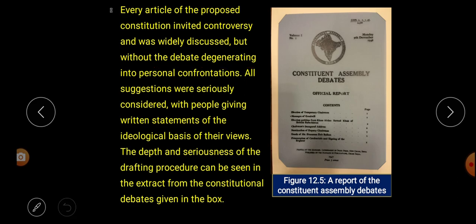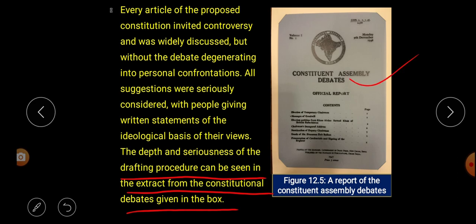All the suggestions were seriously considered, with people giving written statements of the ideological basis of their views. That means, as they sent a question to the people as a letter and through newspaper, when the people gave their response, those things were seriously considered, and what the people gave as a written statement about the ideological basis of their views was seriously considered. The depth of seriousness of the drafting procedure can be seen in the extract from the constitutional debates given in the box. Look at this box.